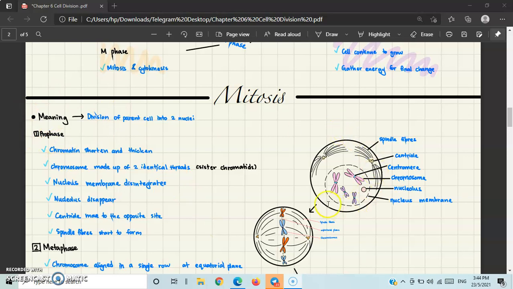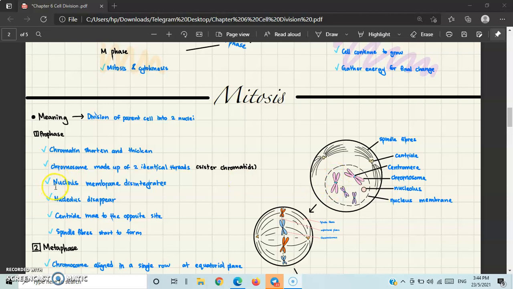You should draw the diagram here. Make sure you can understand the diagram. In the prophase, chromatin shortens and thickens. What is chromatin? Chromatin refers to the thread-like chromosome. Then it will be shortened and thickened. The chromosome is made up of 2 identical threads. As you can see here, the chromosomes are in the form of 2 sister chromatids.